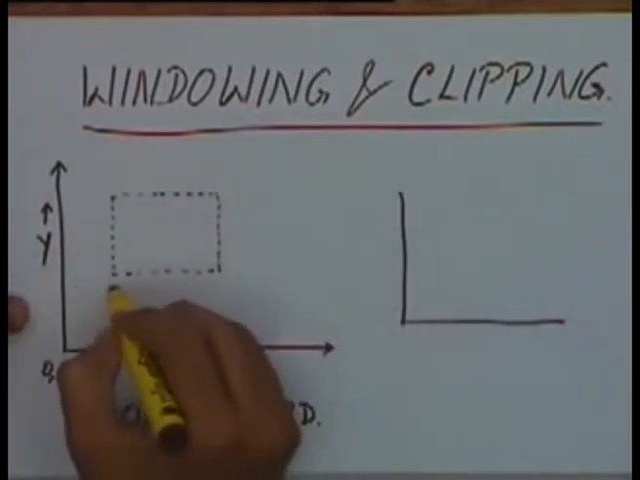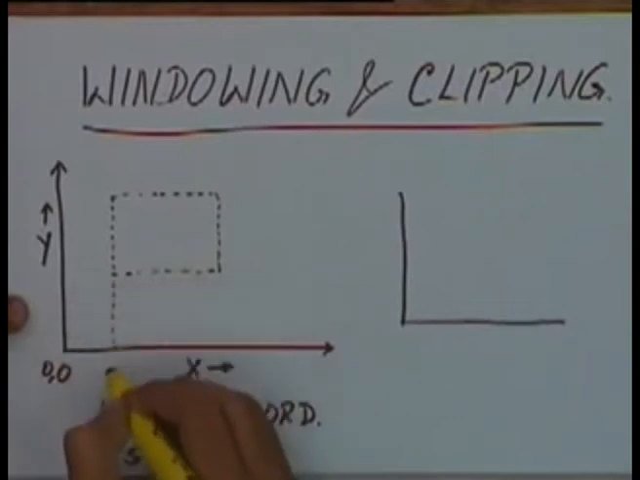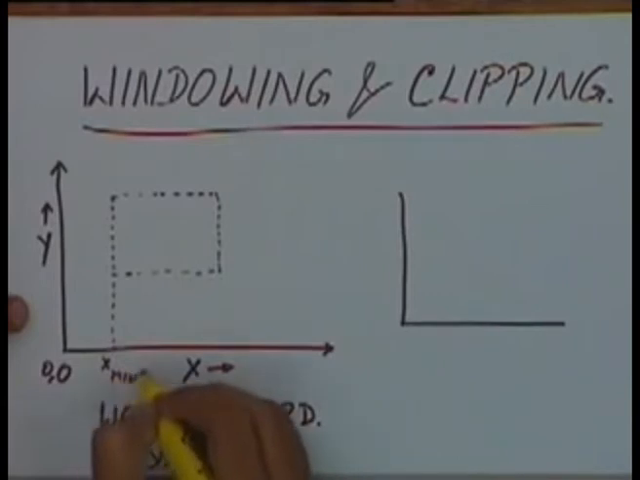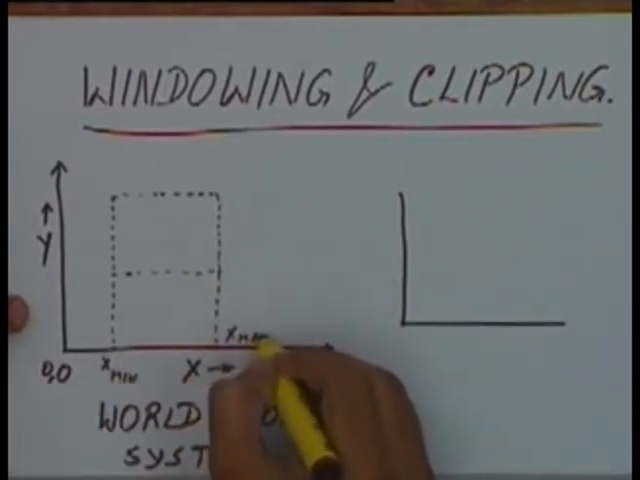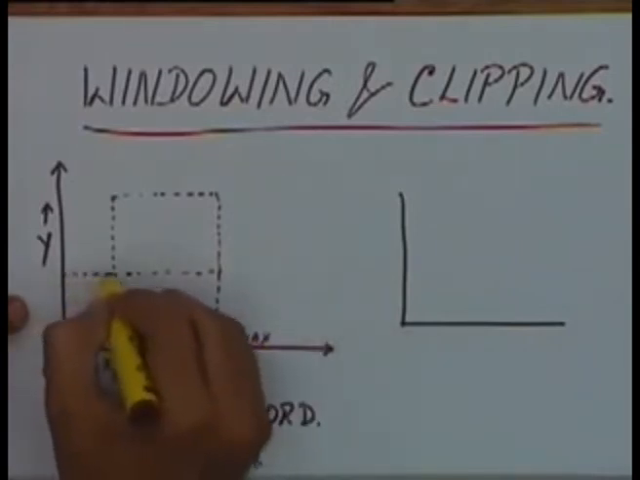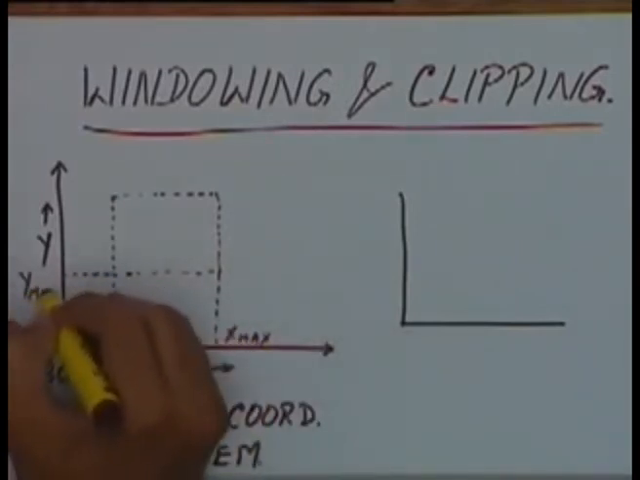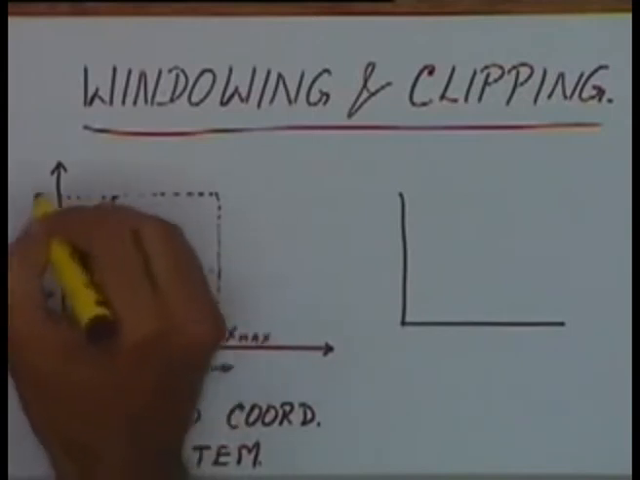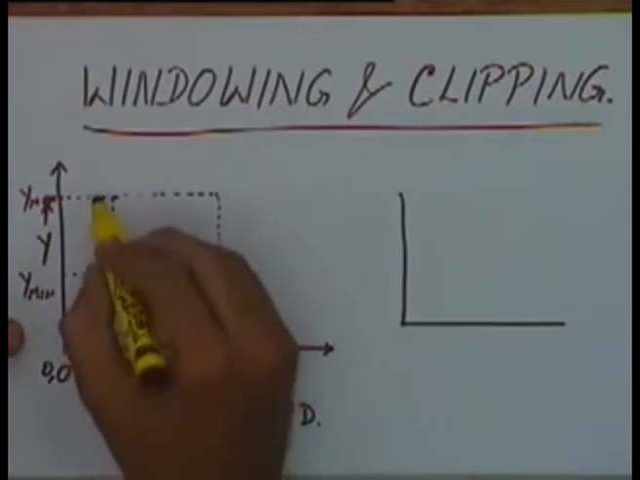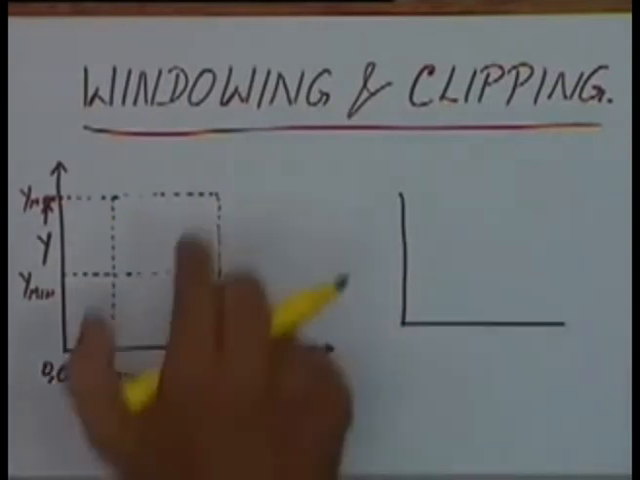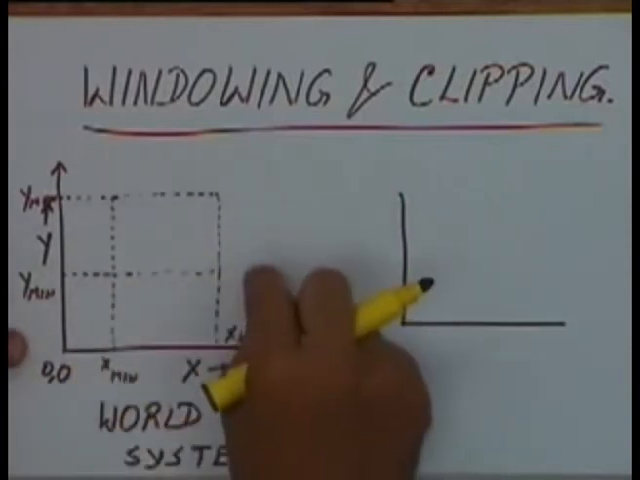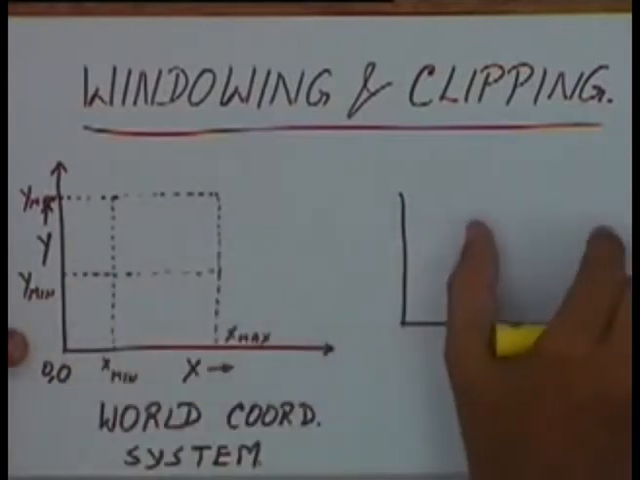Let us say starting from this value, which we will call x min, and going up to x max, and in the y direction from y min to y max. If we take this finite portion of this infinite world, we will normally like to map this finite portion onto the screen coordinates.